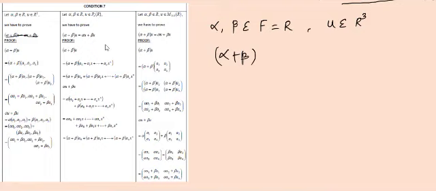See, to check condition 7, I need two scalars from the scalar set. In general we take the scalar set as F. In our problem it is R, and I should take one vector from the vector set. I am taking R3 under consideration. What I have to prove is: alpha plus beta into U equals alpha U plus beta U.